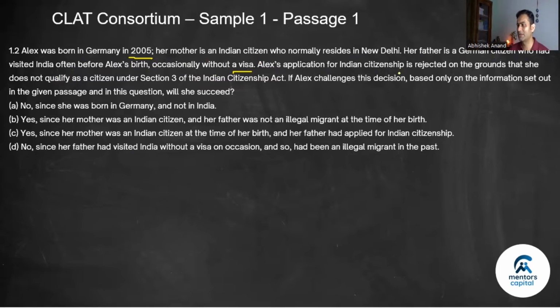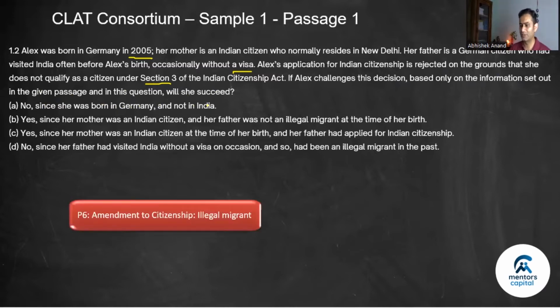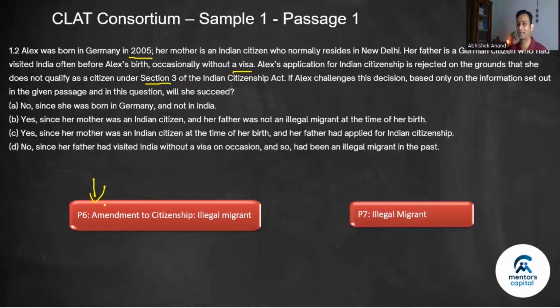Alex's application for Indian citizenship is rejected on the grounds that she does not qualify as a citizen under Section 3 of the Indian Citizenship Act. If Alex challenges the decision, based on the information set out in the given passage, will she succeed? So first of all, we have to talk about the provision, and this one is the amendment to citizenship, paragraph number 6. So first, what you have to do in the new form of CLAT is identify in the passage which paragraph has the relevant principle you have to apply to come to an answer. So in this question, it would be paragraph 6 and paragraph 7.